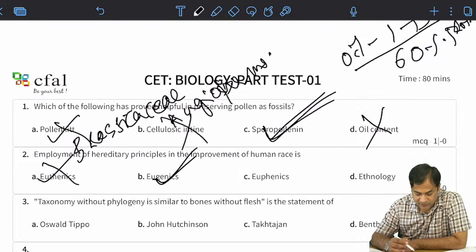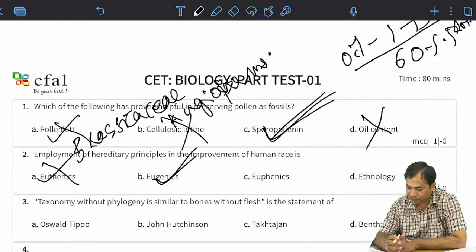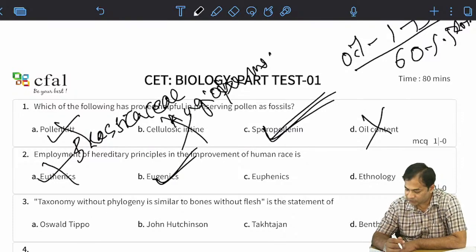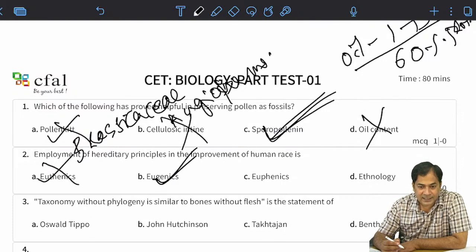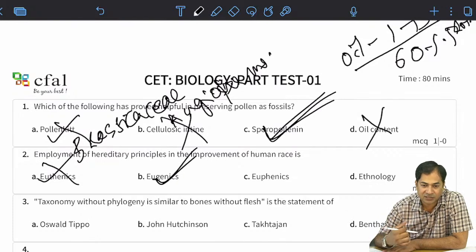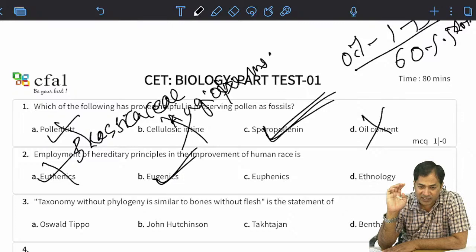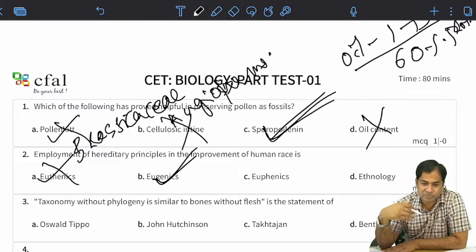Yes. Then what about option C, that is euphenics? Euphenics is the theory of improving the phenotype of the human race. Phenotype means external features, what we call morphology. When you look at a person, how he looks, what his external features are, whether he is tall or fair or dark, that is phenotype. Like when you look at a plant, what all things you can see. So that is the external features. So euphenics is improving the phenotype of the individual.